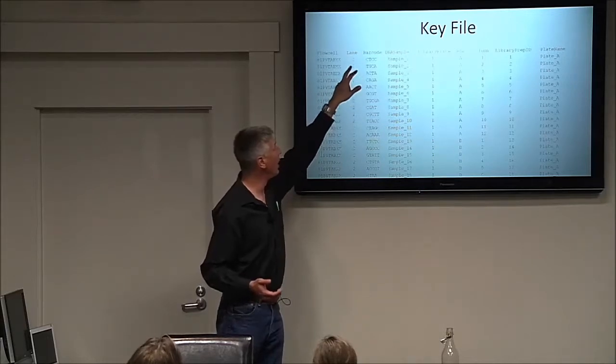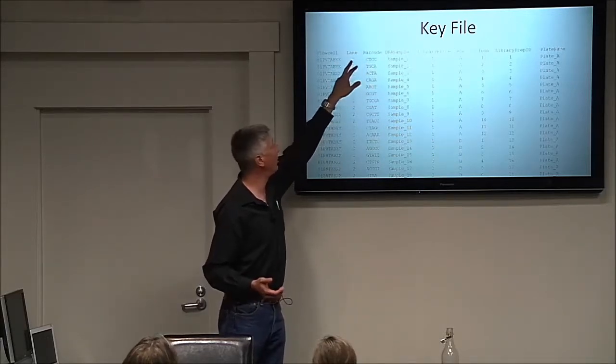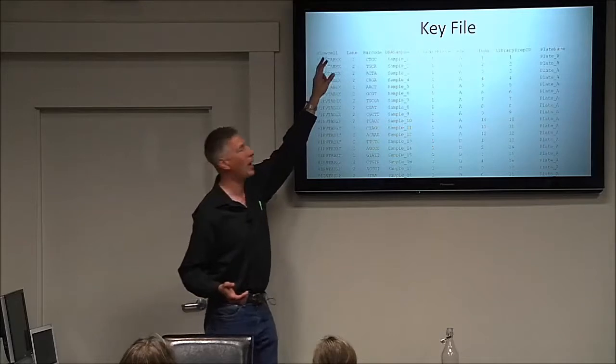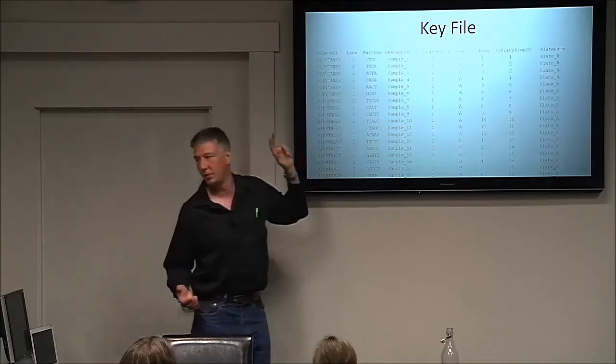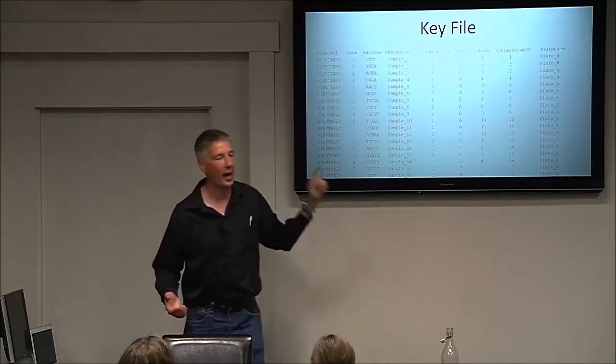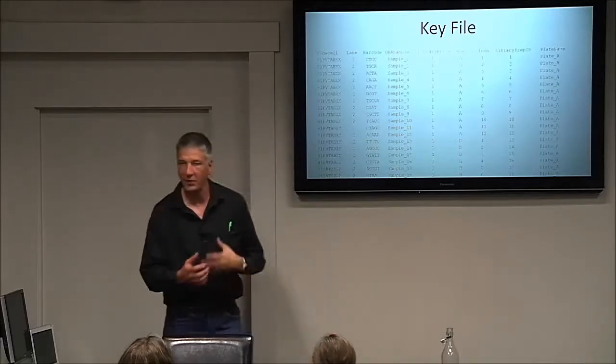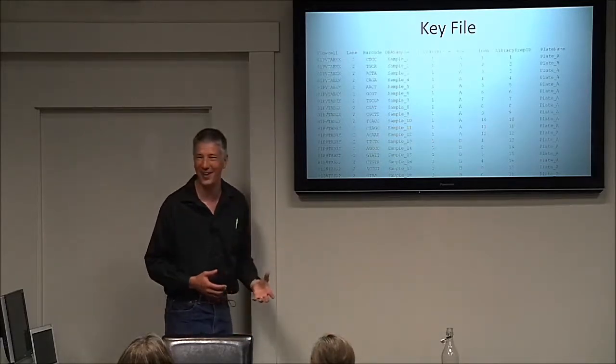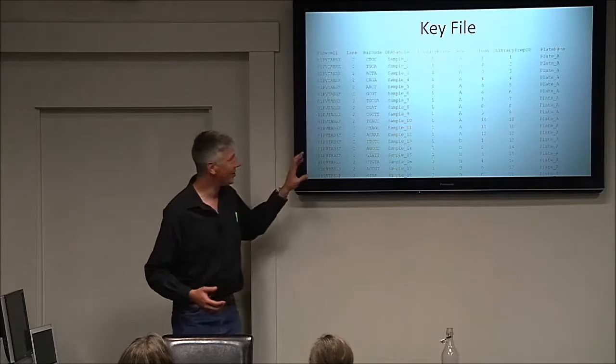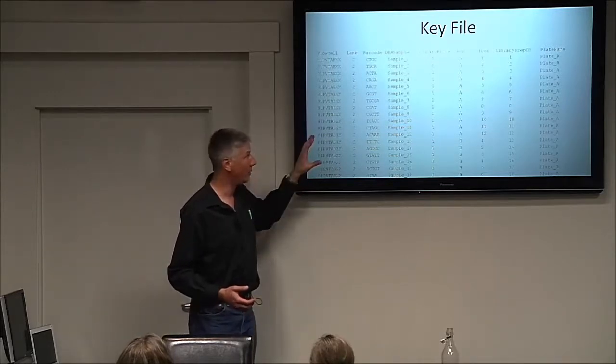So this gives you a barcode within a lane, within a flow cell, and that will give you the sample. Does that make sense? That's how we can actually reuse barcodes. So we have to capture all of this information, right? This is a really important thing.